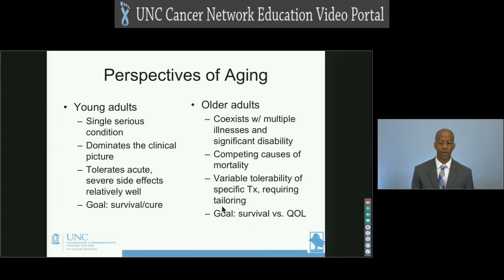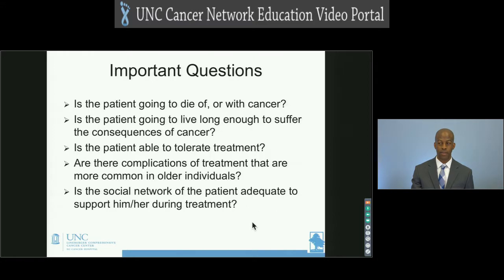And frequently, the goal actually is different. There are many older adults in whom their quality of life actually trumps longevity. They're more concerned about feeling good and enjoying whatever quality of life they have than living longer. And so a few more important points.